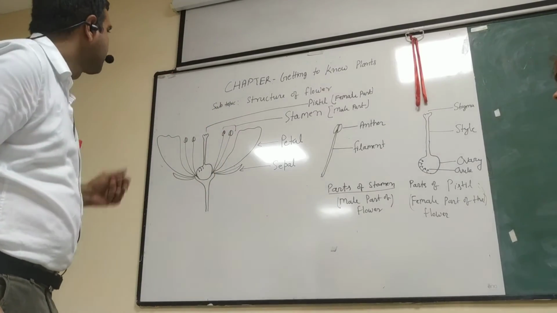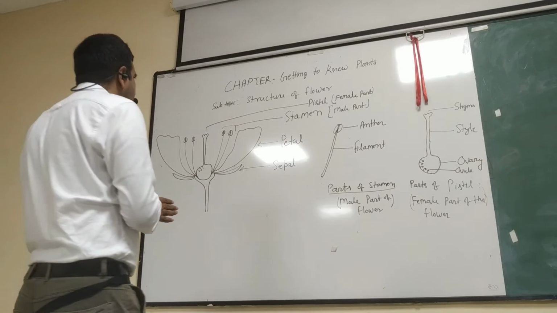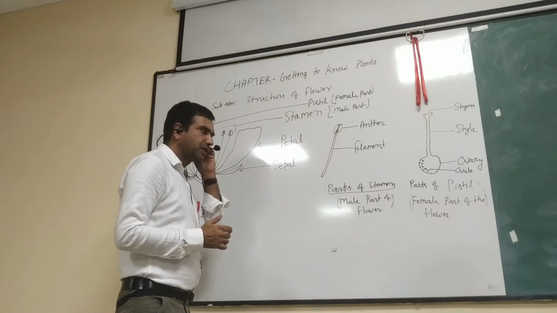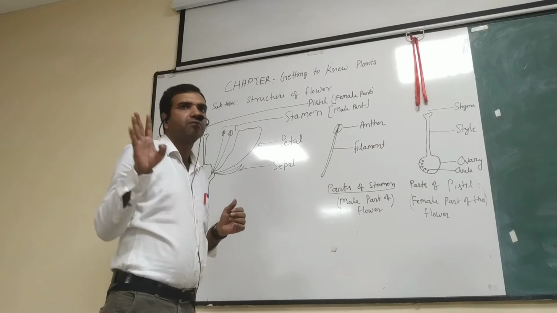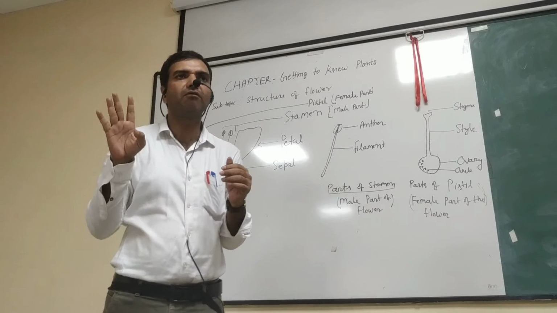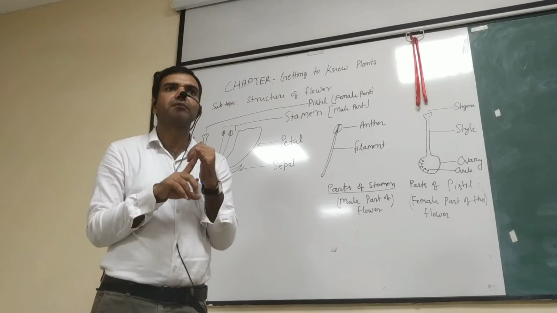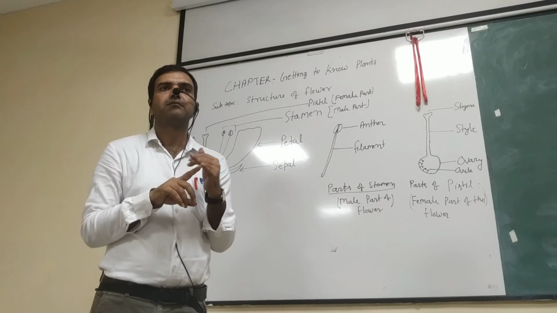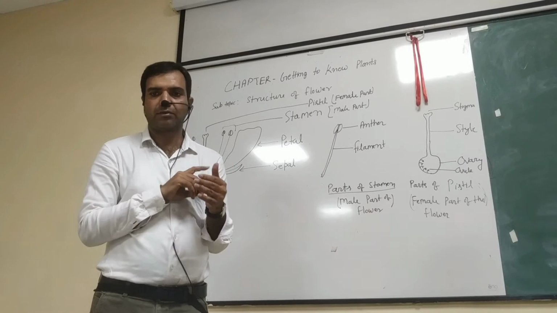Now, just revise what we have learned. In the structure of a flower, there are 4 parts of a flower. Name? Sepal, petals, stamen, pistil. Okay, that's right.